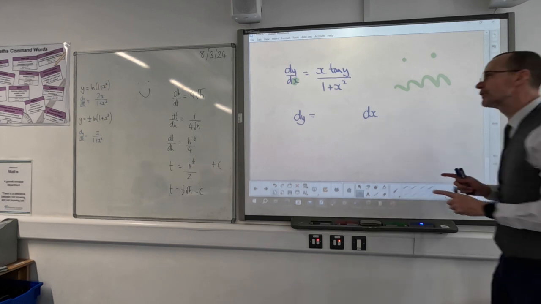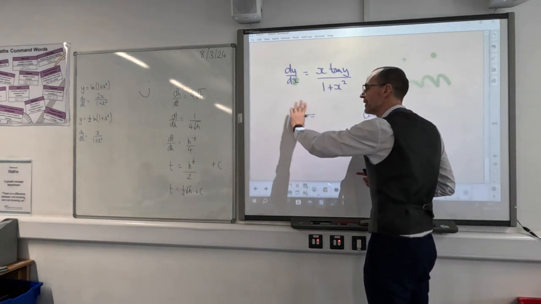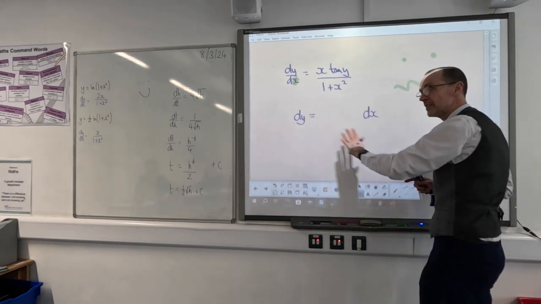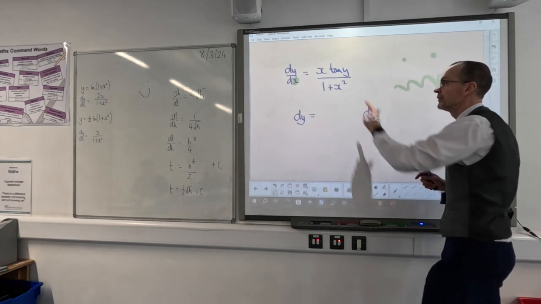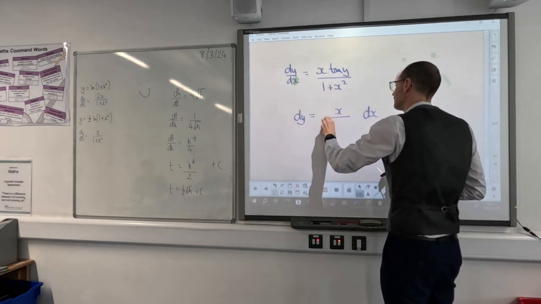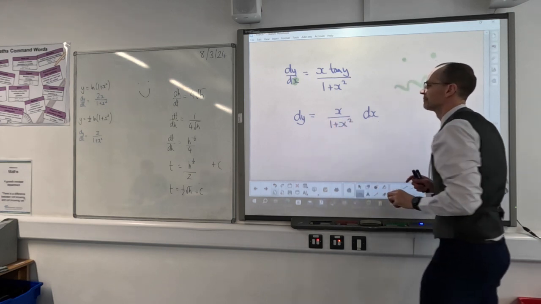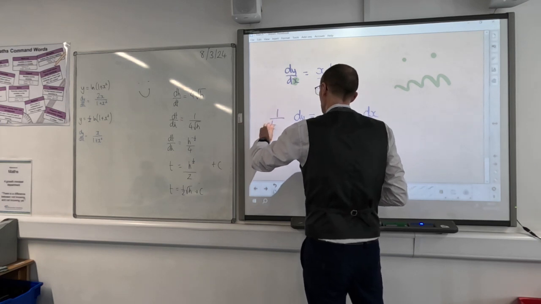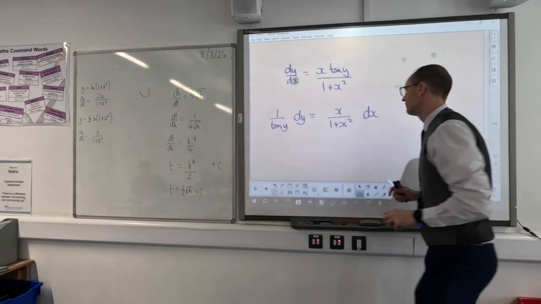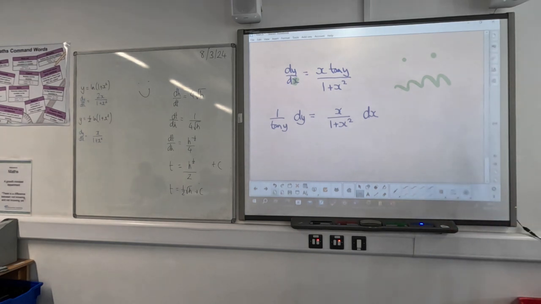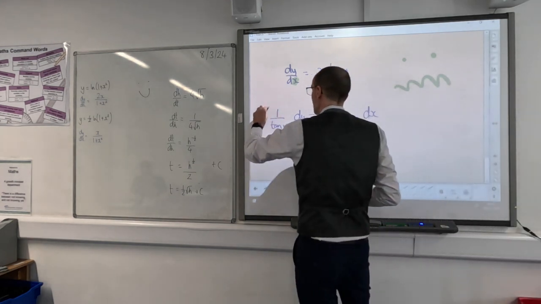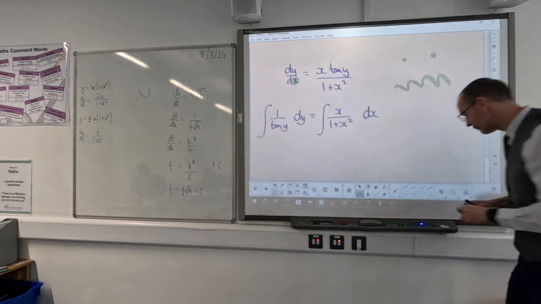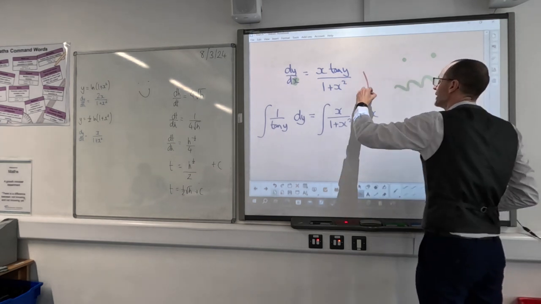I then want everything with a y on this side, because on this side y is my variable, and I want everything with an x on this side. So this and this can stay where they are, and that has to come over here. I've got to divide both sides by tan y, so I'm left with that. And then we integrate both sides separately. And this process is referred to as separating the variables.